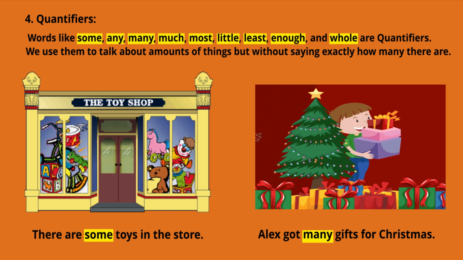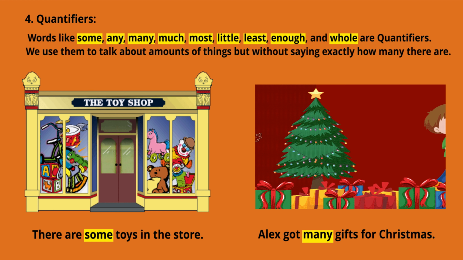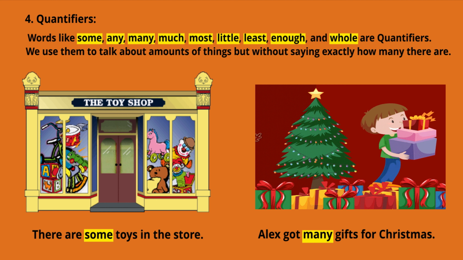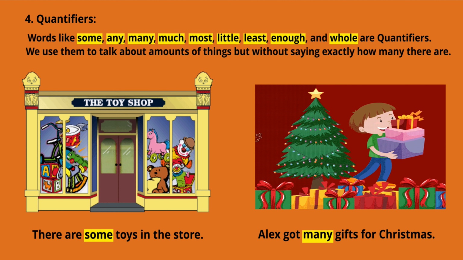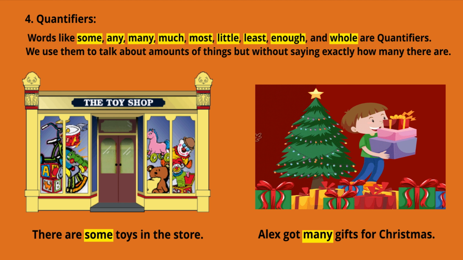In the second visual, what do you see? You see a Christmas tree with lots of presents and a boy is taking few gifts, right? Alex got many gifts for Christmas. How many gifts? Many gifts. As we are not telling the exact number, many would be the quantifier.